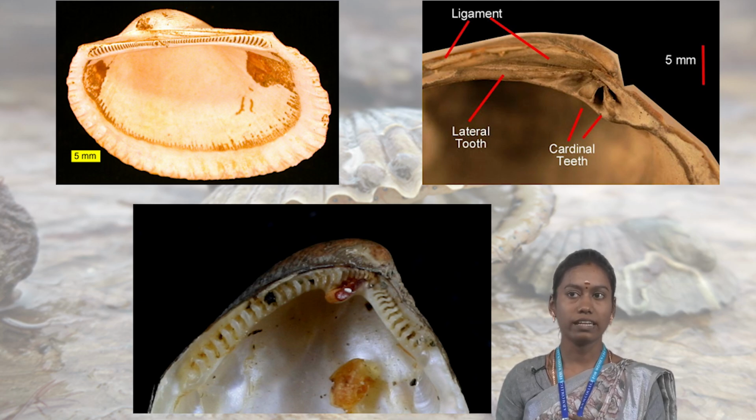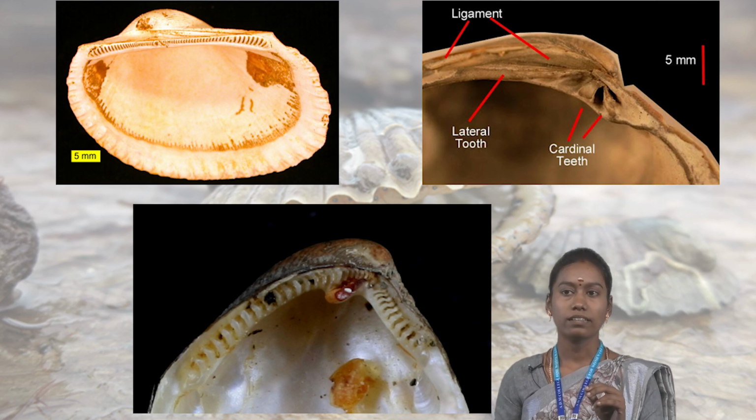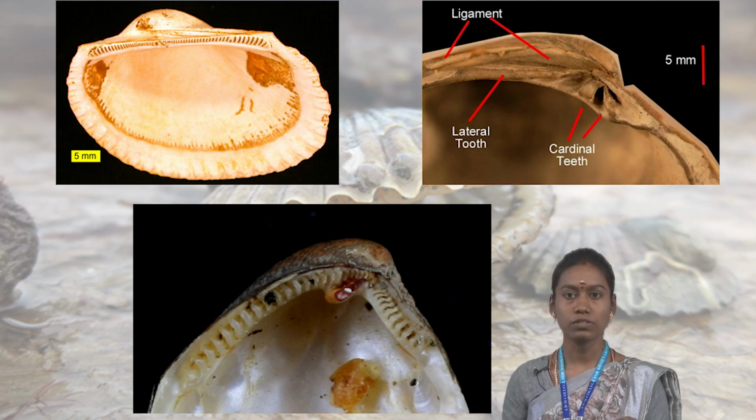In the second picture, the lateral teeth and cardinal teeth are marked, and the ligament is also marked. In the last picture, this is Ostrea, and the hinge is highly curved and raised from the umbo. It is not straight as we see in Arca. It is highly curved. These are all the dentition of Pelecypods.